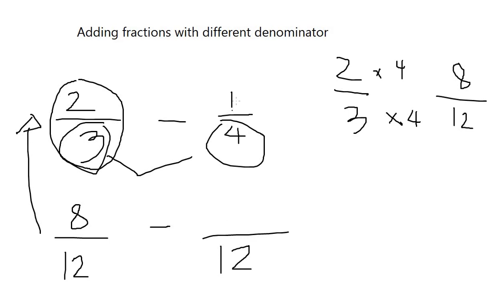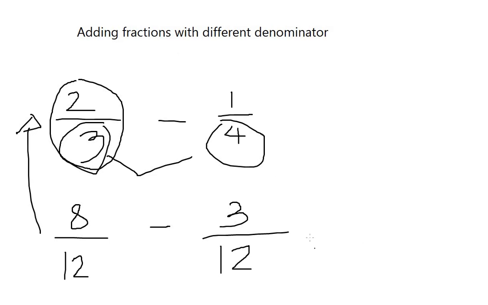And now, what is the equivalent fraction of 1/4 if your denominator is 12? So that will be 3. For 1 over 4, you multiply the denominator by 3 to get 12. You simply multiply the numerator by 3, and that's 3 over 12. Alright, so let's simplify. 8 minus 3, that's 5. So the answer would be 5 over 12, and that's the simplest term.